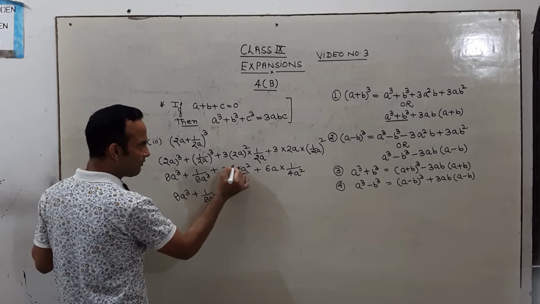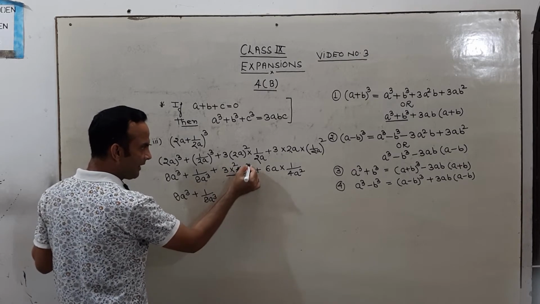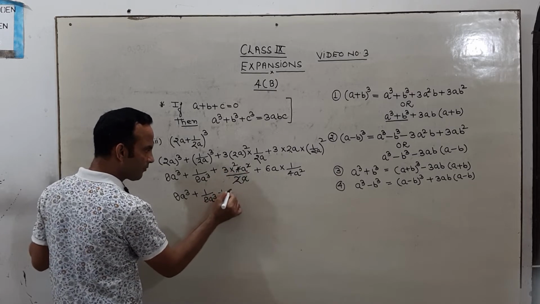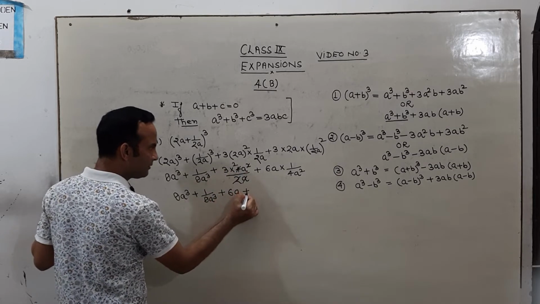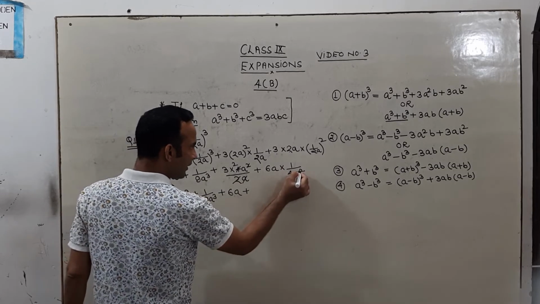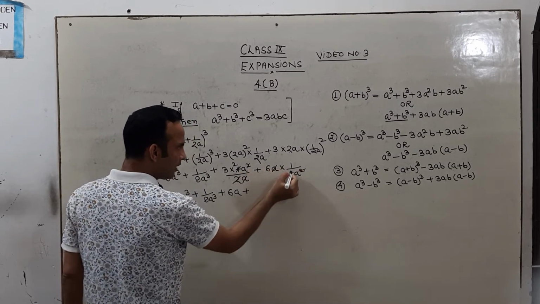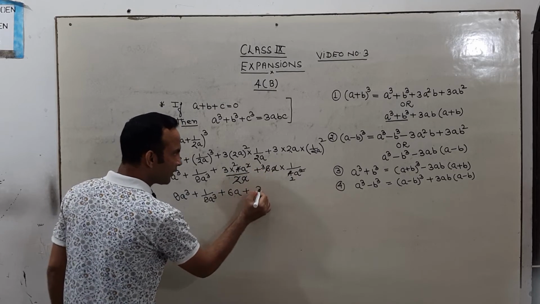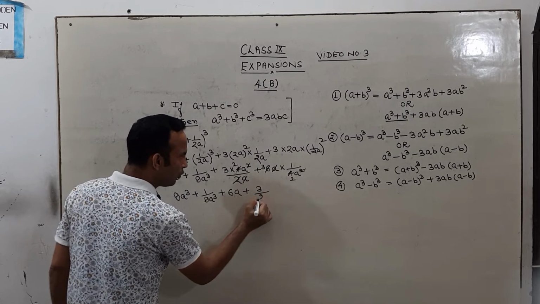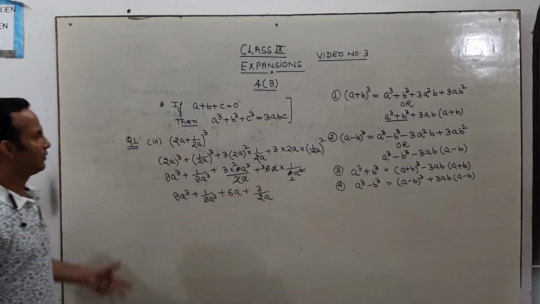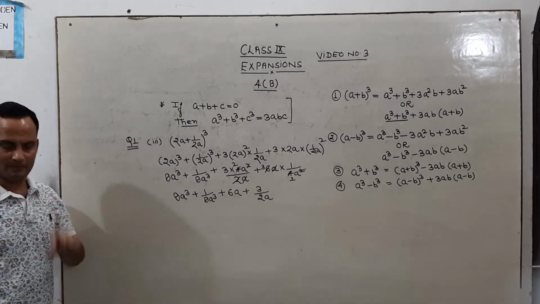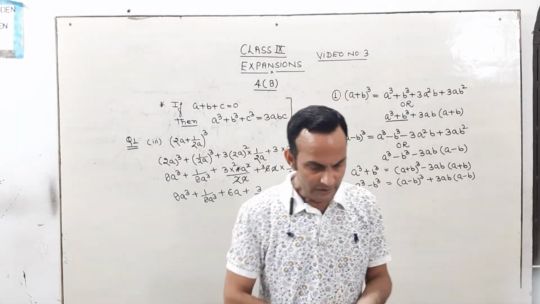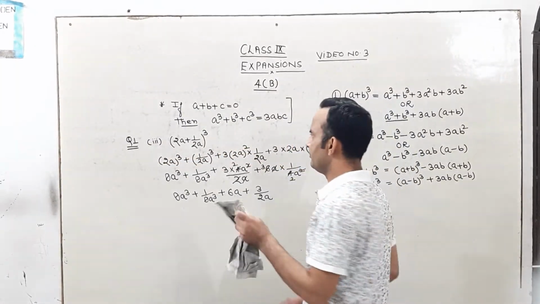2 twos are 4, one a cancelled from a, 3 twos are 6a, plus, one a cancelled from a, 2 twos are 4, 2 threes are 6, we obtain 3 upon 2a. So my dear students, this is the required answer of this problem. Hope you understood well. Okay, now I am going to take the second problem.